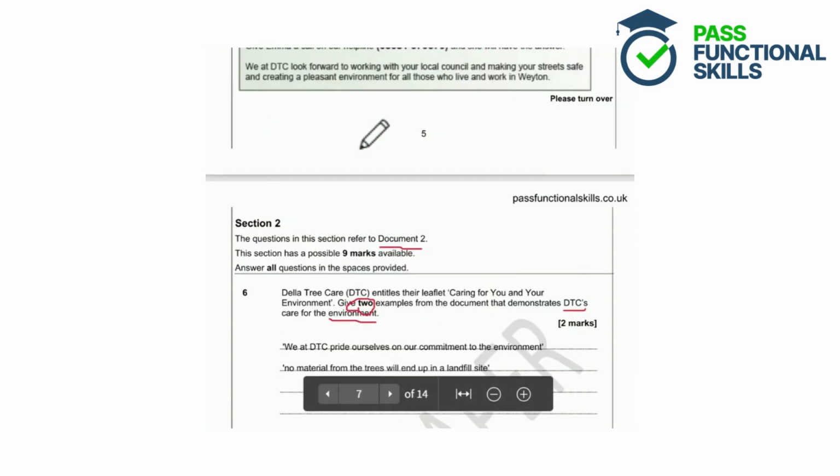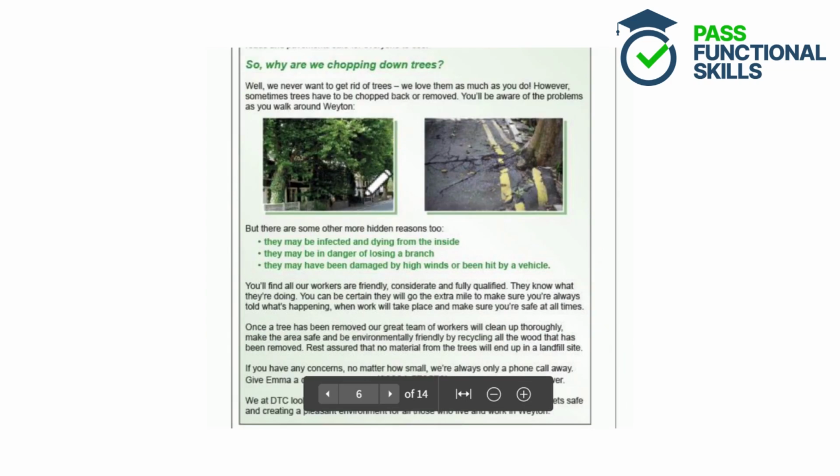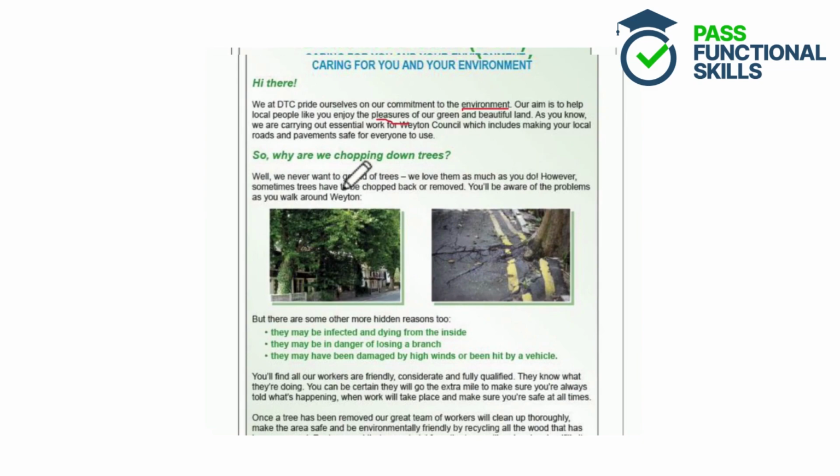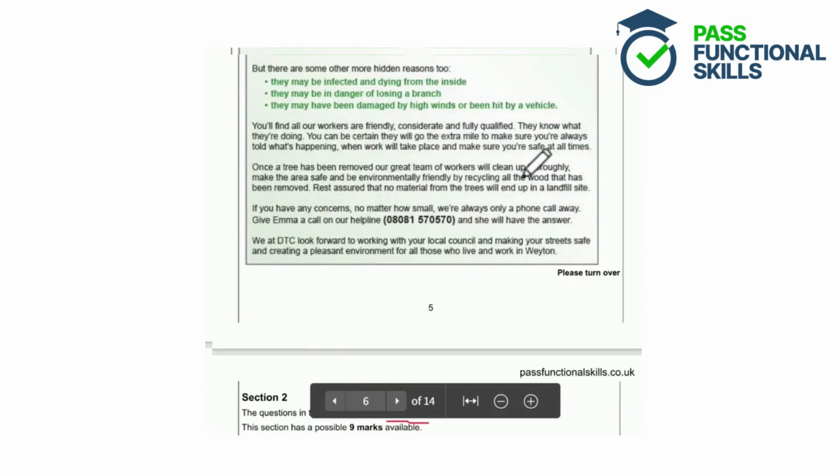So if we scroll up to the source, we're looking for the word environment. That would be a good place to start, and we can see from there their opinion on the environment. So straight away we can see we at DTC pride ourselves on our commitment to the environment, so that's demonstrating that they care about the environment. We've got, our aim is to help local people like you enjoy the pleasures of our green and beautiful land. We've also got here, well, we never want to get rid of trees, we love them just as much as you do. So they're saying they love trees, which demonstrates another care for the environment.